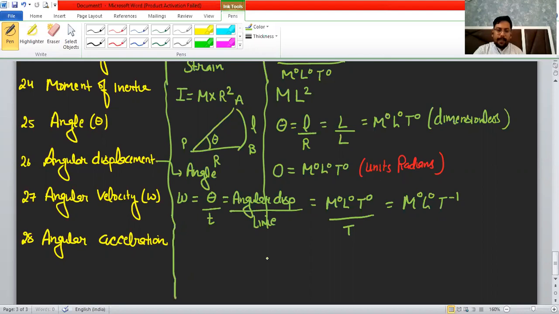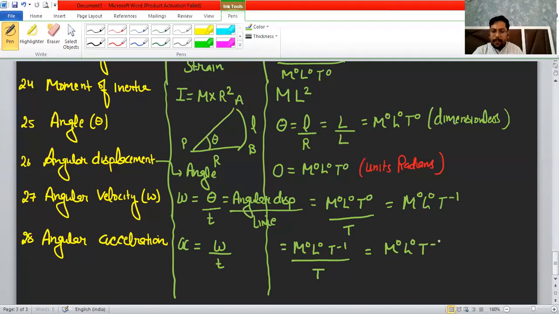After this we have angular acceleration shown by the alpha sign. This is the ratio of angular velocity and the time taken, omega by time. So omega is m0 l0 t minus 1, divided by time t, we get m0 l0 t minus 2. Okay, m0 l0 t minus 2.